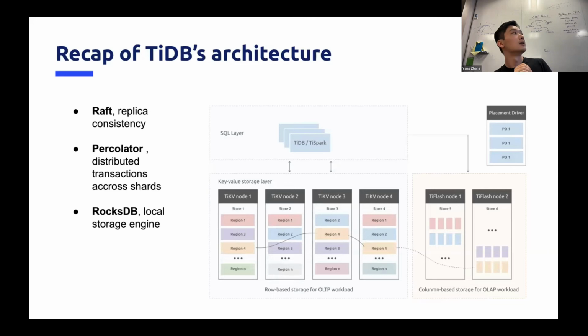It's called the placement driver. In TiDB, we split the data into shards, and each shard has multiple replicas. Between replicas, we use the Raft algorithm to keep them consistent with each other. And on top of that, we use the Percolator transaction model to implement distributed transactions, or we can say cross-shard transactions. At the single node level, we use RocksDB as the local storage engine.